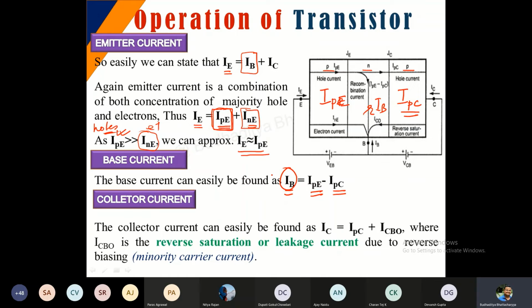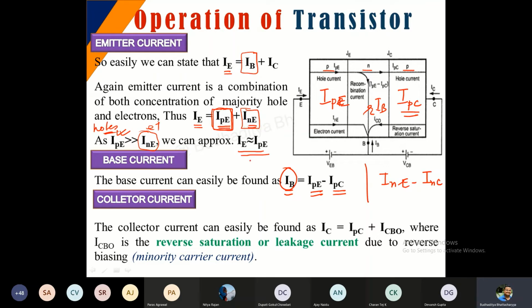Right? So is that clear, everyone? This is how we do it for a PNP. For NPN the same thing will happen, except the sign will change. For NPN, what will happen? This will be INE minus INC. That's it, nothing else. Just remember which one is the majority and which one is the minority, and the whole thing will be clear.